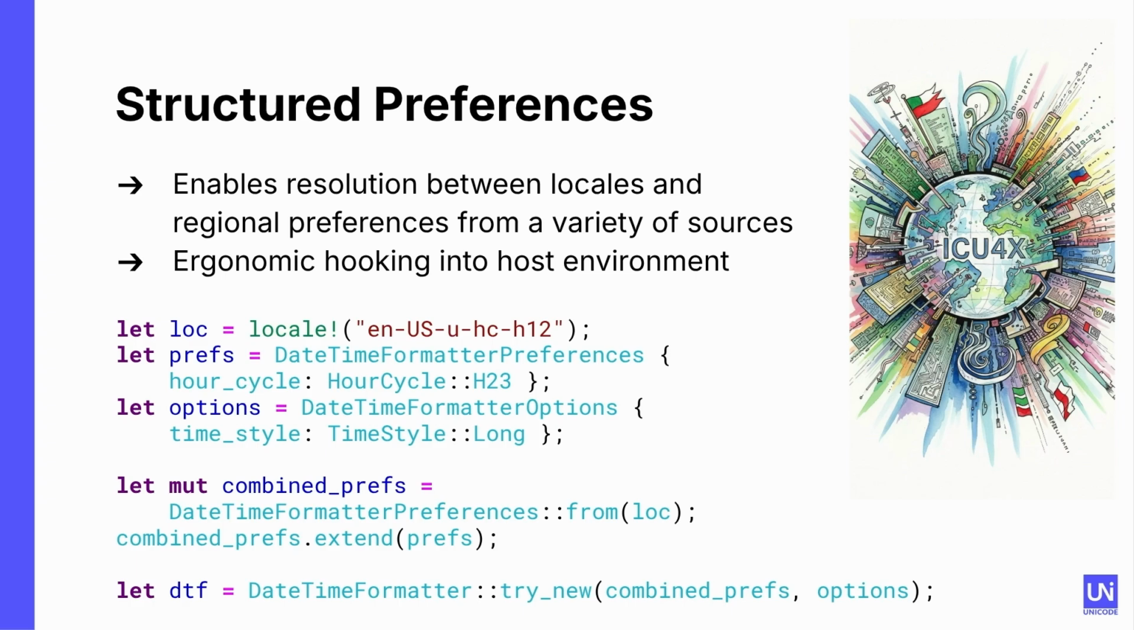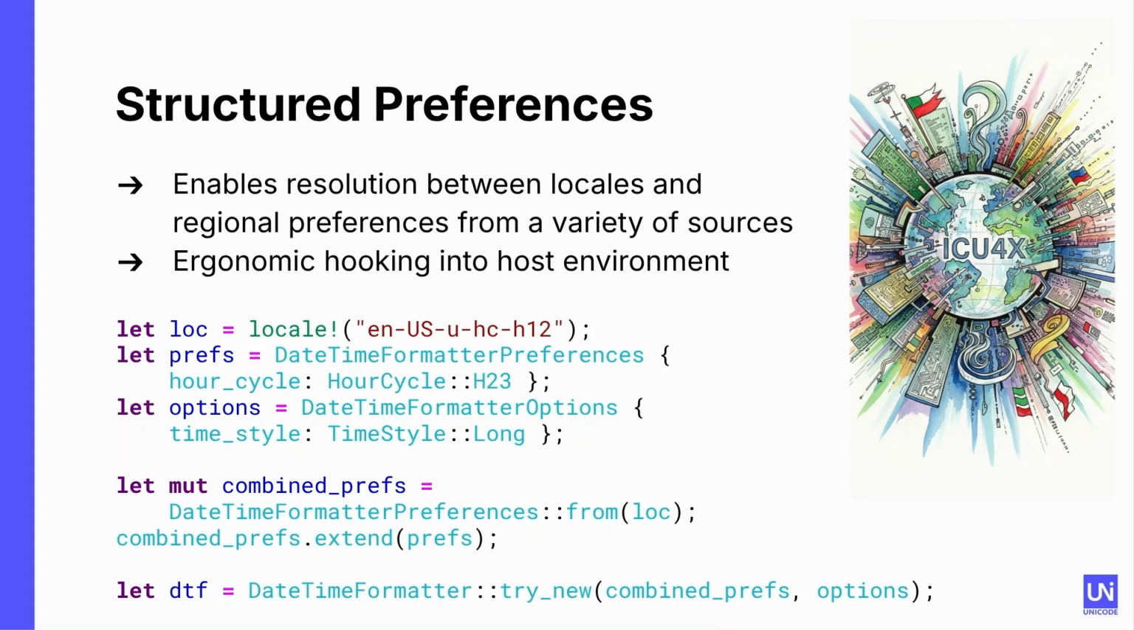What you could do is take all the different sources, convert them all to locale strings, and then use a locale resolver to resolve all the different preferences and regions into a new locale string. That's fine, but what ICU4X does is it supports a type-safe structured way of doing that. So we call this preferences.